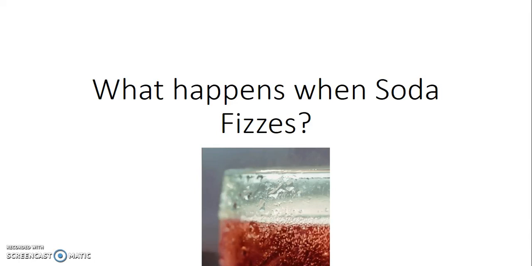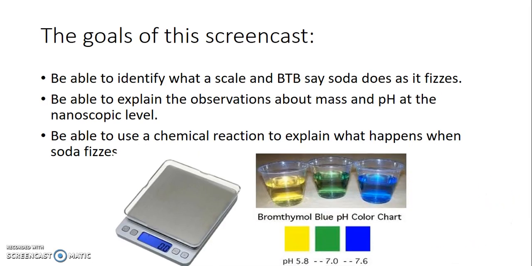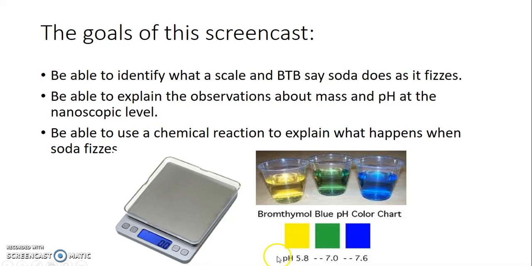This is our central question of the unit, so let's make sure that we understand this. The goals of this particular screencast are three big ones. One of them is to be able to identify what a scale and BTB say when soda fizzes.